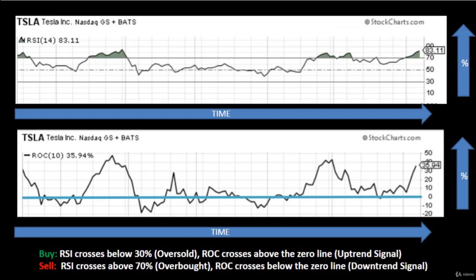If we use the same security and now we put the ROC below the RSI, you can see how they follow along very similarly. As far as the movement of the lines, they are very similar in pattern. The ROC, of course, is going to use that zero line. And if it crosses above the zero line on the ROC, as we recall, that's a buy signal. And if it crosses below the zero line, that's a downtrend signal or a sell type signal.